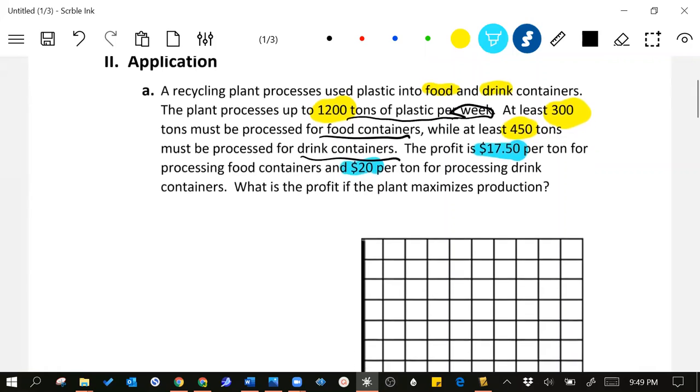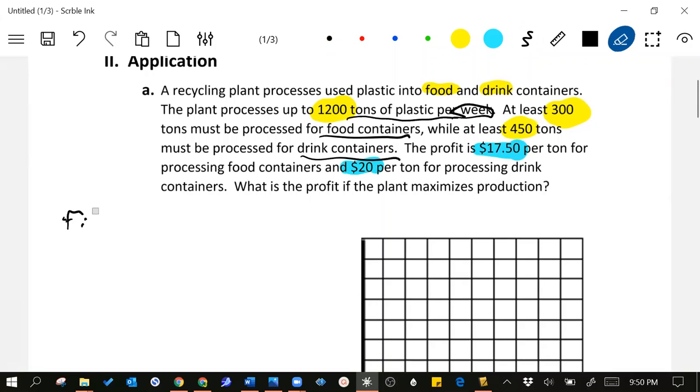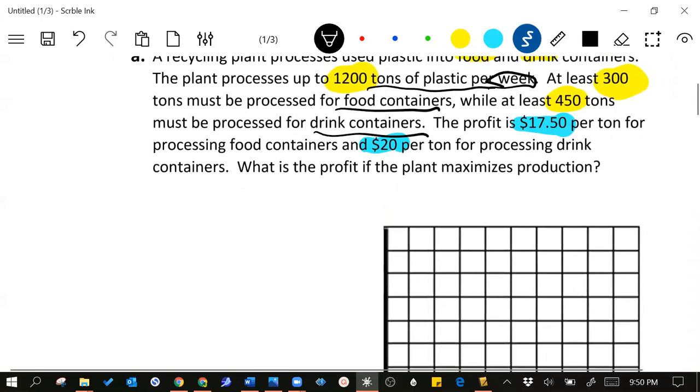So let's think about what these are telling us. First, I think it would be perfectly appropriate to use F for the food. Now let's see if I can get this to write a little bit better. F will stand for food containers, and D for the drink containers. I guess CONT for containers will work.